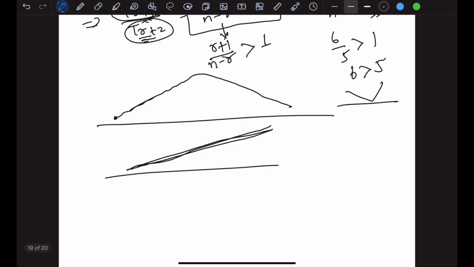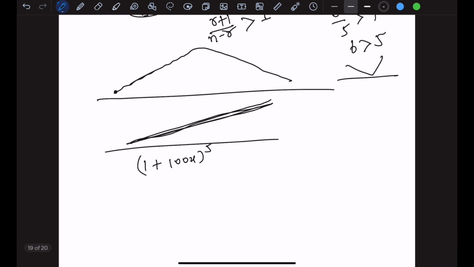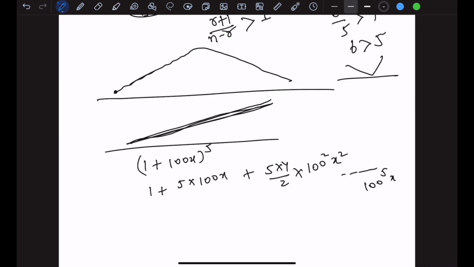So if you didn't understand this part, increase part or decrease part, let's take a quick example. If we have 1 plus 100x to the power 5, what will we get here? We'll get 1 plus 5 into 100x plus 5 into 4 by 2 into 100 square x square. It will go till 100 to the power 5 x to the power 5.